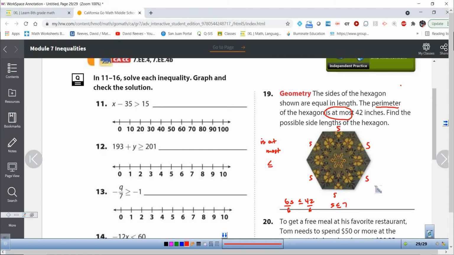So find the possible side lengths. Now, even though it says less than 7, it can't be negative, right? So 0 is less than S is less than or equal to 7. Or we could say 7 inches or less. But remember, you can't have negatives. If we were writing it as an inequality, that's how we would write it. It has to be between 0 and 7. Actually, it couldn't be 0 because if it were exactly 0, it wouldn't exist, right? So how about greater than 0 but less than or equal to 7.